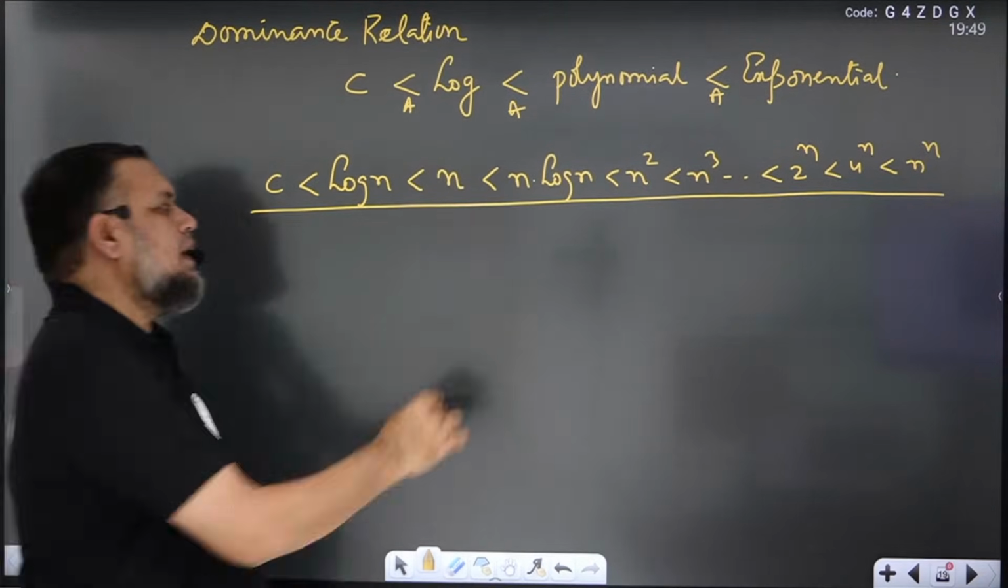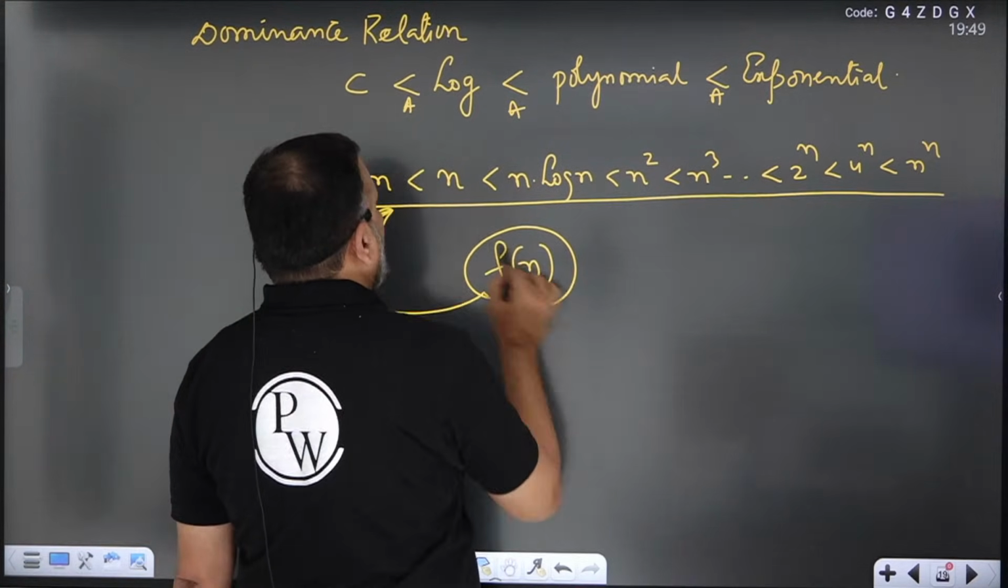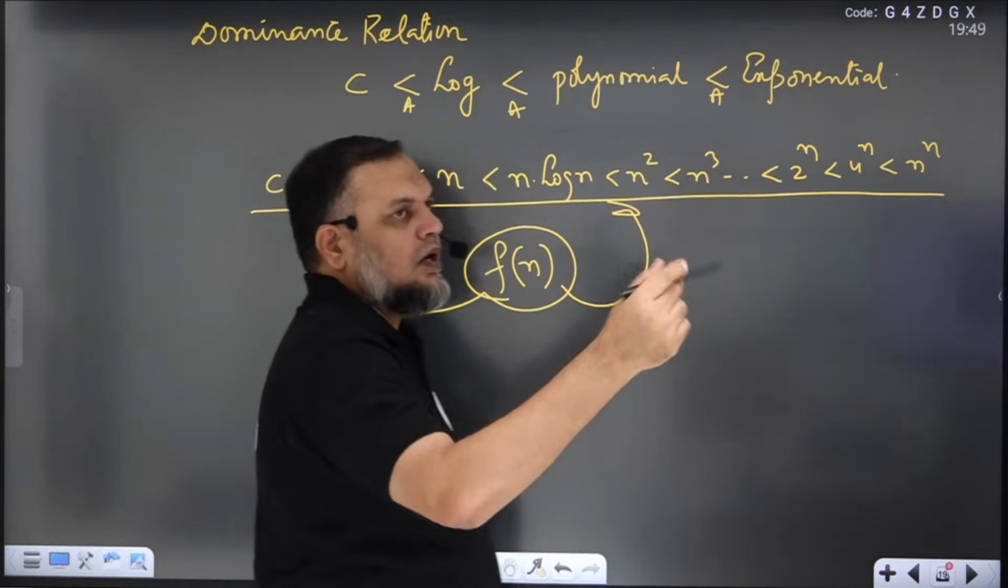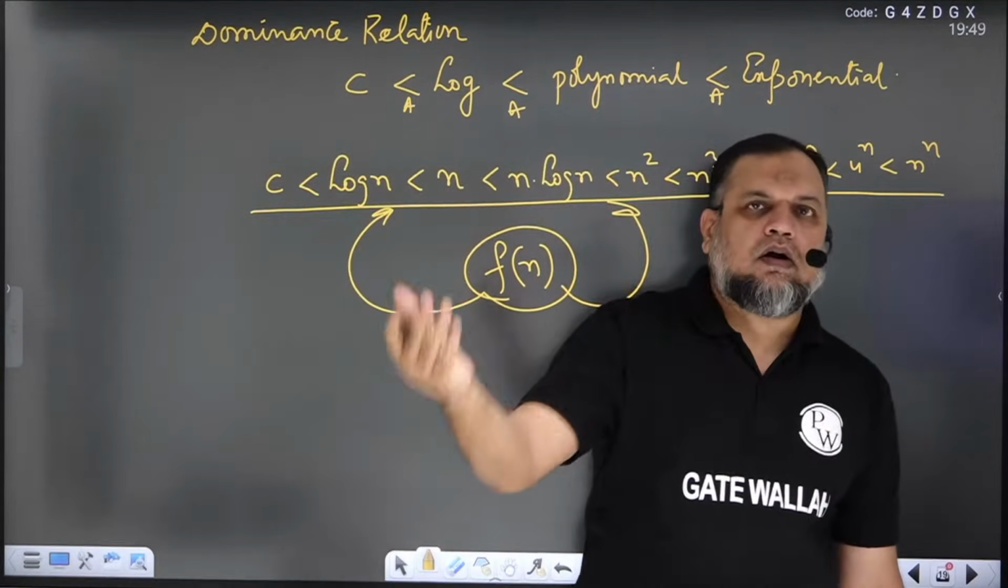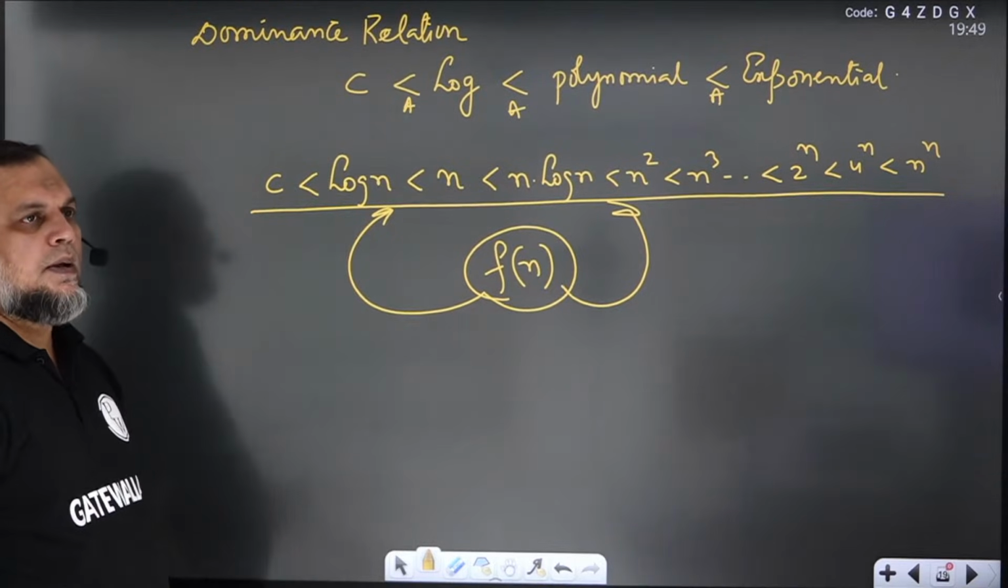Whenever you are given a function, you have to see where this function fits in this dominance relation. Accordingly you can say whether it is order or omega or theta. That is one approach you can use for solving. Okay?